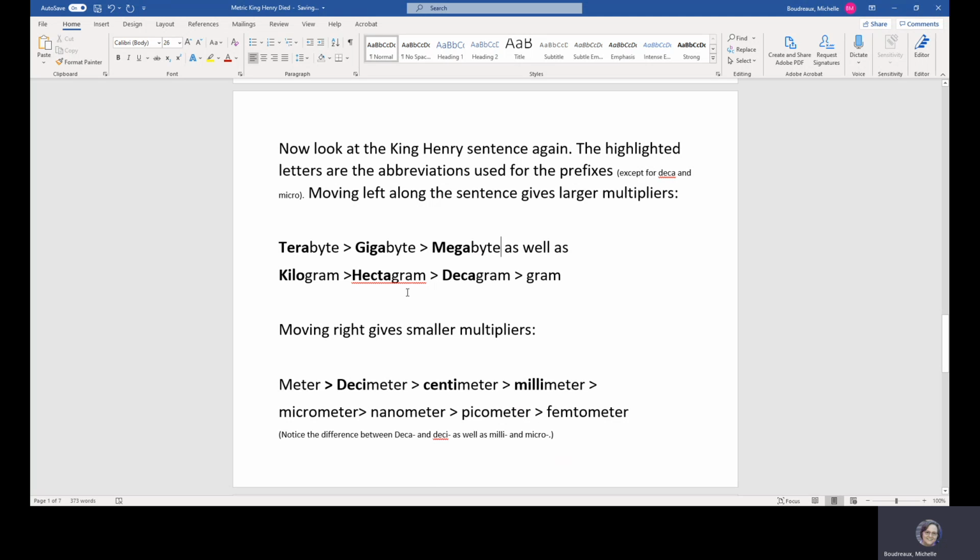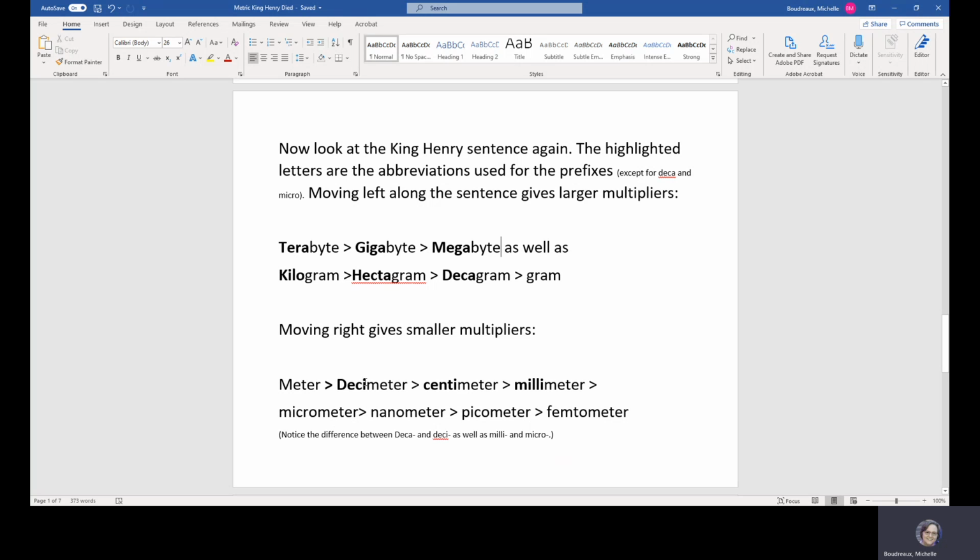So again, we're looking at those letters. If we're going to the right in the sentence, past the word by, then we're going to see these units: deci, centi, milli, like decimeter, centimeter, millimeter, as we just talked about on a ruler. Micrometer, nanometer, picometer, femtometer. So a couple of things I want you to notice here.